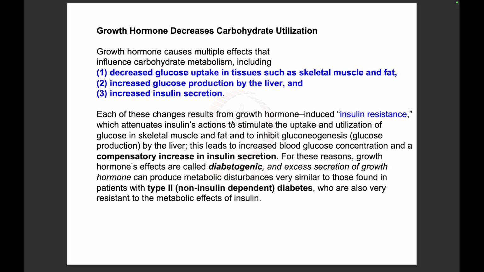So each of these changes results from growth hormone induced insulin resistance, which attenuates insulin's action to stimulate the uptake and utilization of glucose in skeletal muscle and fat, and to inhibit gluconeogenesis. So this leads to increased blood glucose concentration and a compensatory increase in insulin secretion. For these reasons, growth hormone's effects are called diabetogenic. And excess secretion of growth hormone can produce metabolic disturbances very similar to those found in patients with type 2 non-insulin dependent diabetes, who are very resistant to the metabolic effects of insulin.